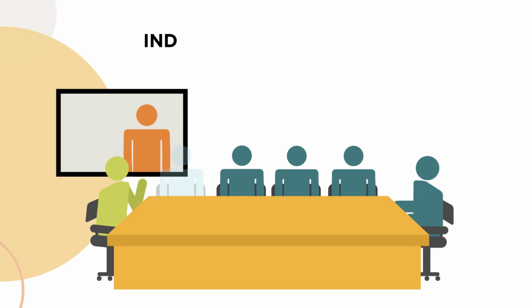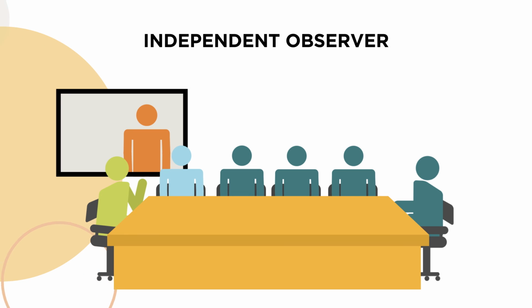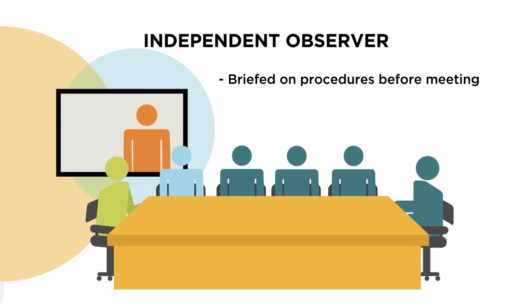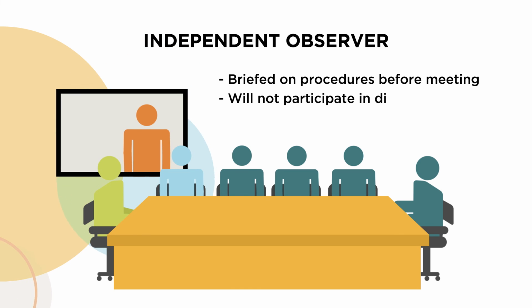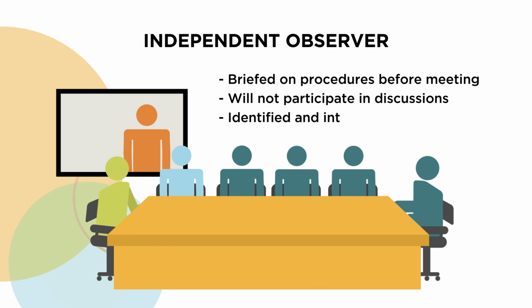During panel assessment confirmation meetings, an independent observer, a highly respected volunteer representing the broader community, may be present to observe whether NHMRC policy and procedures are being adhered to. Observers are briefed on procedures before the meeting. Observers will not participate in the discussion of any application and will be identified and introduced by the chair before the commencement of the meeting.